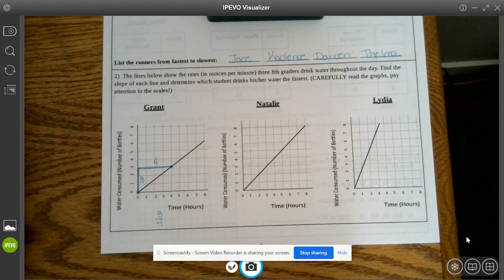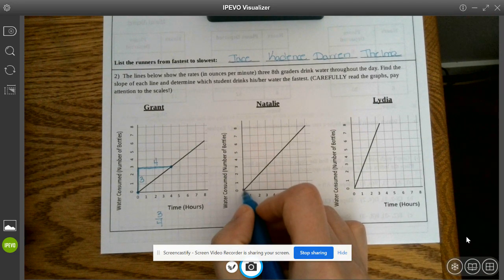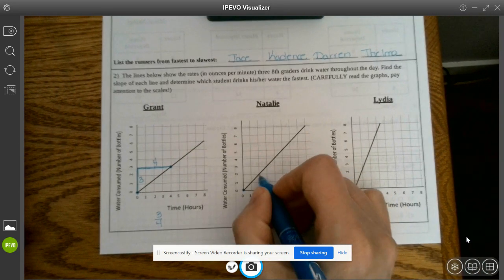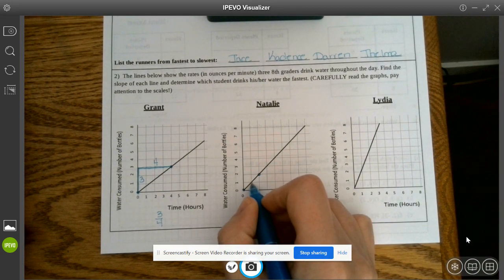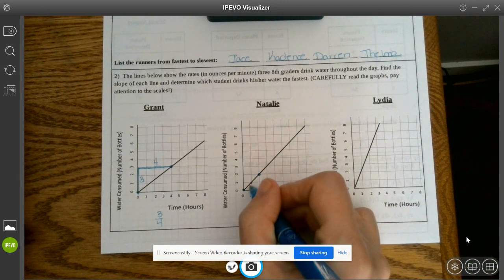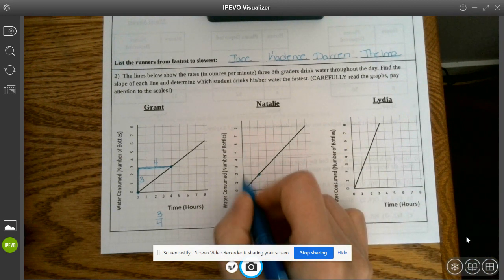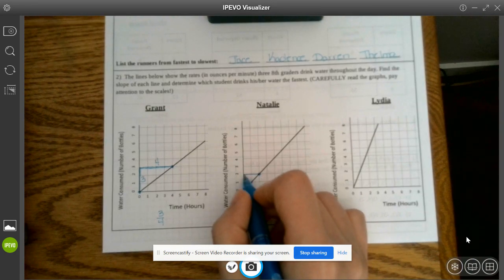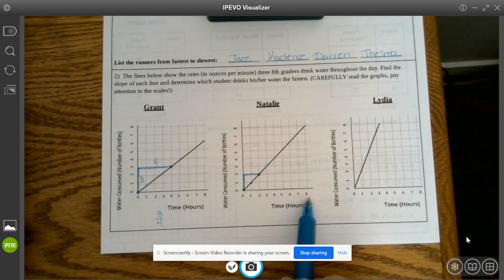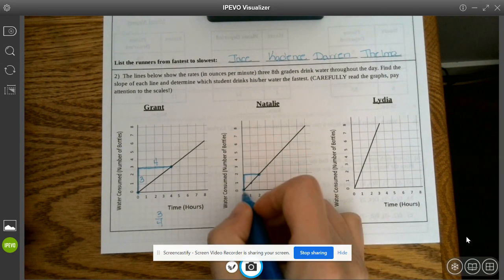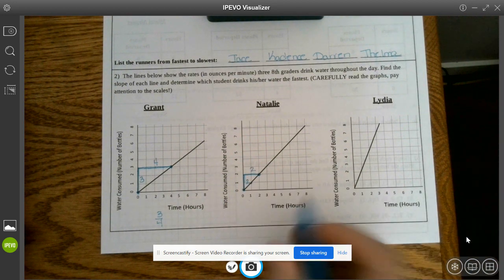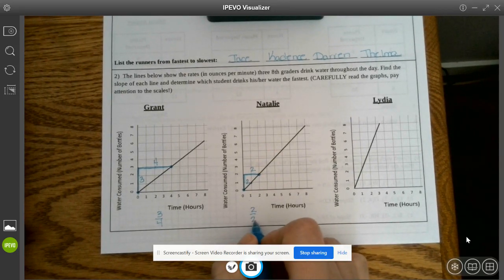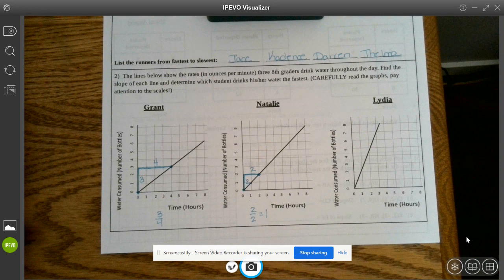Let's move on to Natalie's line. 0, 0 is a good lattice point here. And if I look, this one looks like a good lattice point there, or even here. All of these are really good lattice points. Some lines don't always have that many. So I'm going to draw my triangle. And again, I'm going to take note of my scale, and I'm counting by ones. So I'm going up 2 and over 2. So the slope of this line is 2 over 2, or that is equal to 1.